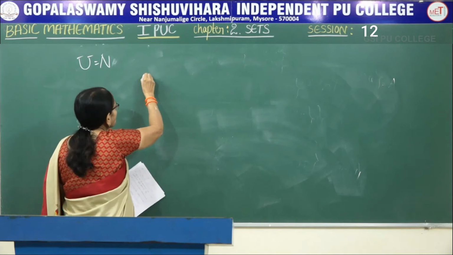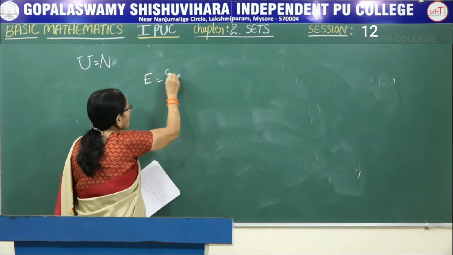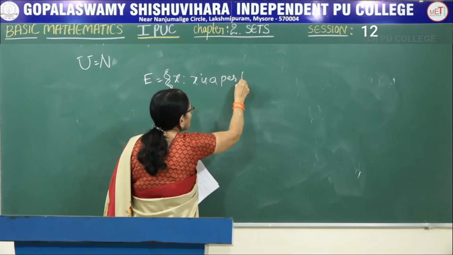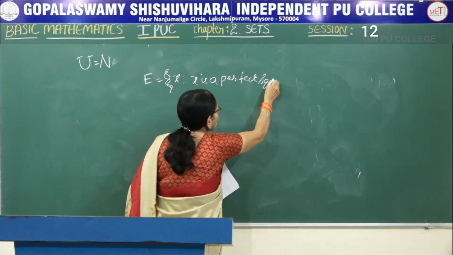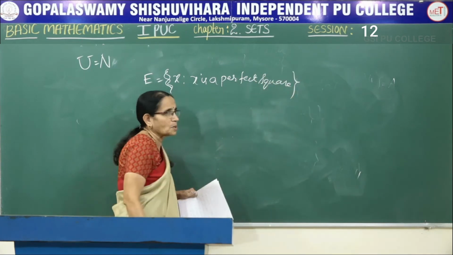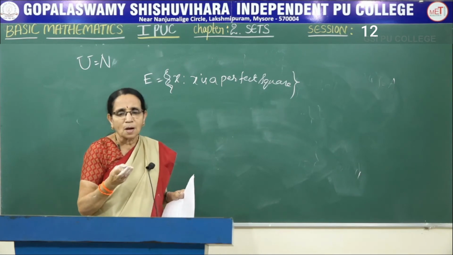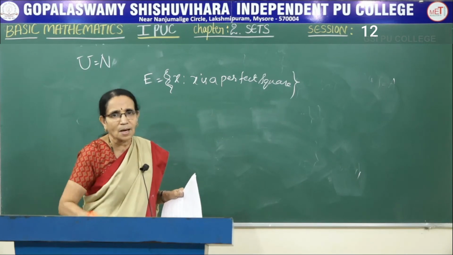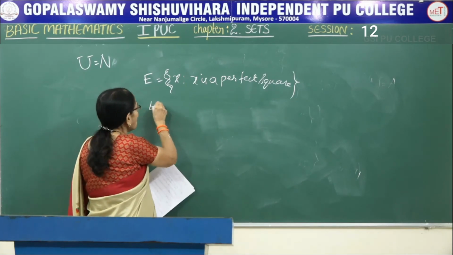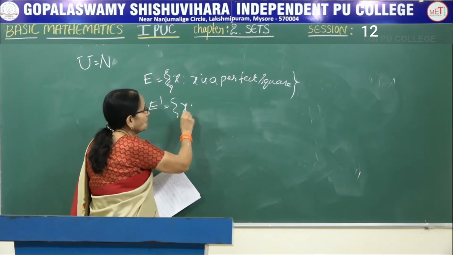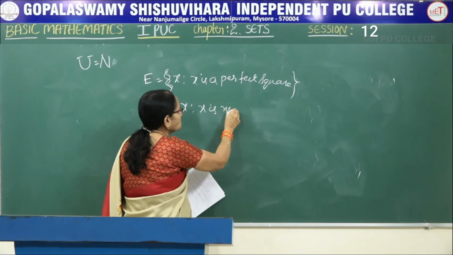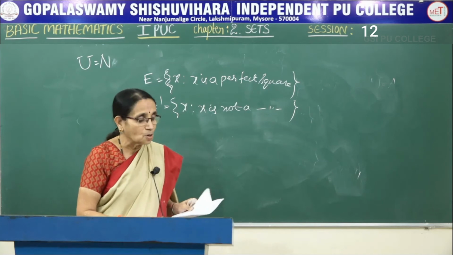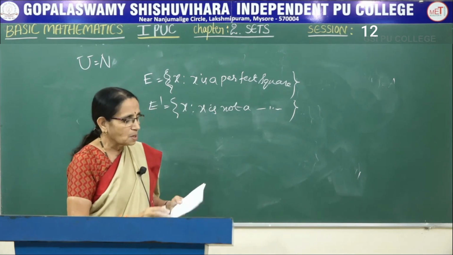Now, set E. It contains all x such that x is a perfect square. Of course, I will consider only the natural numbers. What are the perfect squares? 1 square is 1, 2 square 4, 3 square 9. So 1, 4, 9, 16, 25, 36, 49, like that. Now, you need not write all the elements. Write the complement here: you simply write x is not a perfect square. x is a perfect square is the set. x is not a perfect square is the complement of that one.